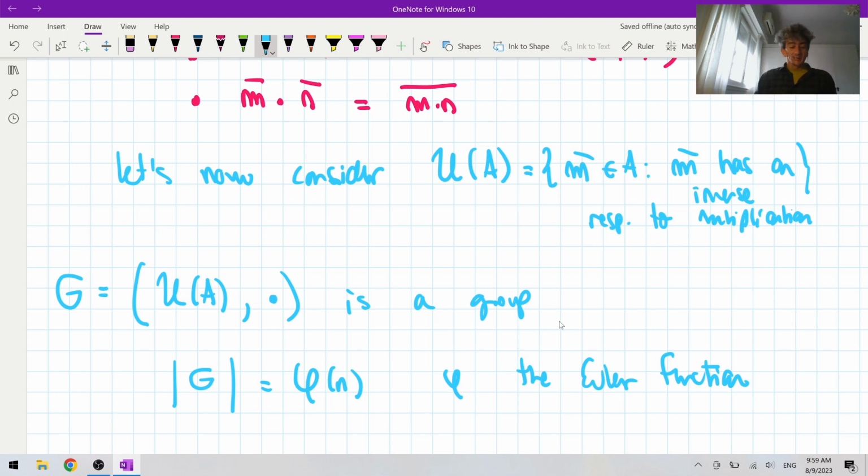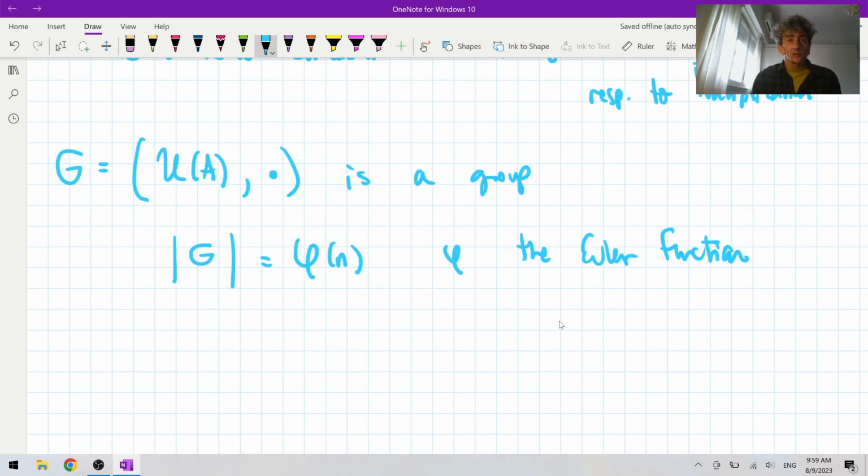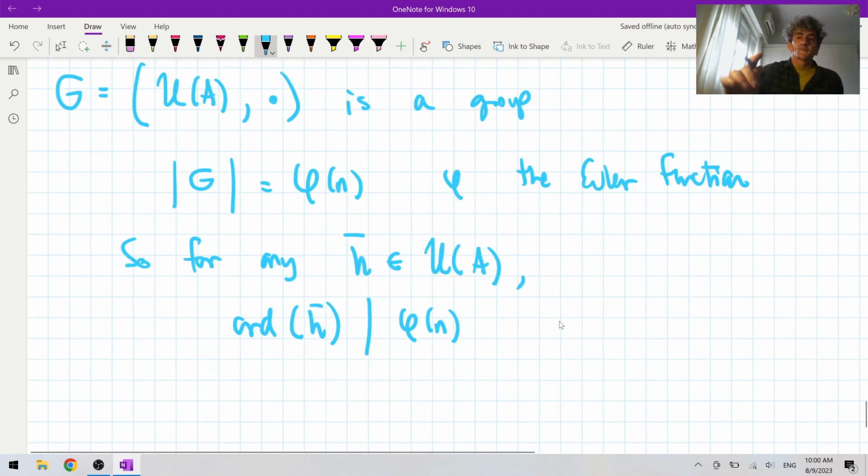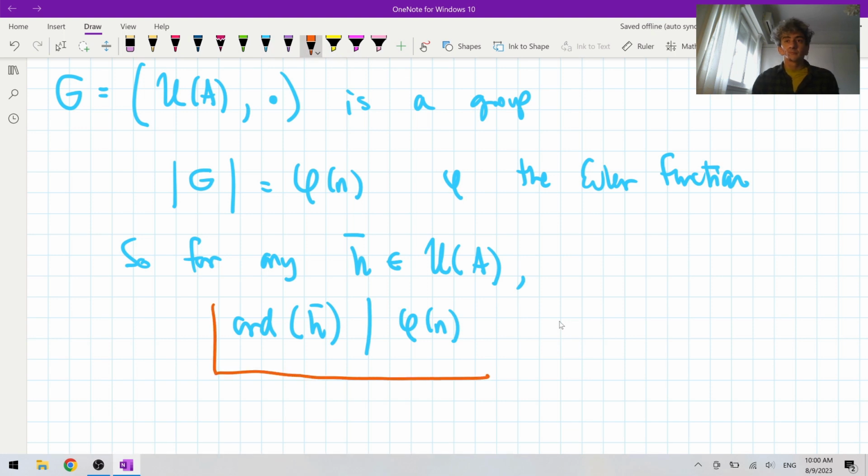Okay, so we know that for any class belonging to the units of A, the order of H must divide the order of G. That is, this divides phi of n. The multiplicative order of an invertible class must divide phi of n.